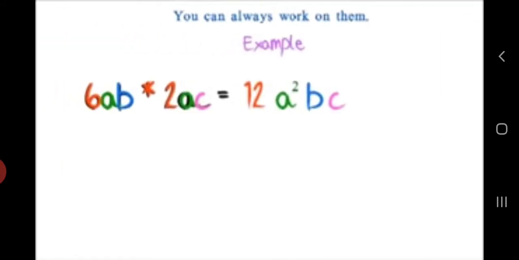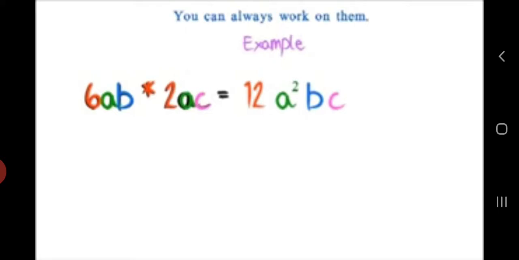Here you can see I have two algebraic functions, 6ab and 2ac. So when we multiply 6ab by 2ac, at first we shall multiply the numerical terms. Here the numerical terms are 6 and 2. So 6 multiplied by 2 gives us 12.